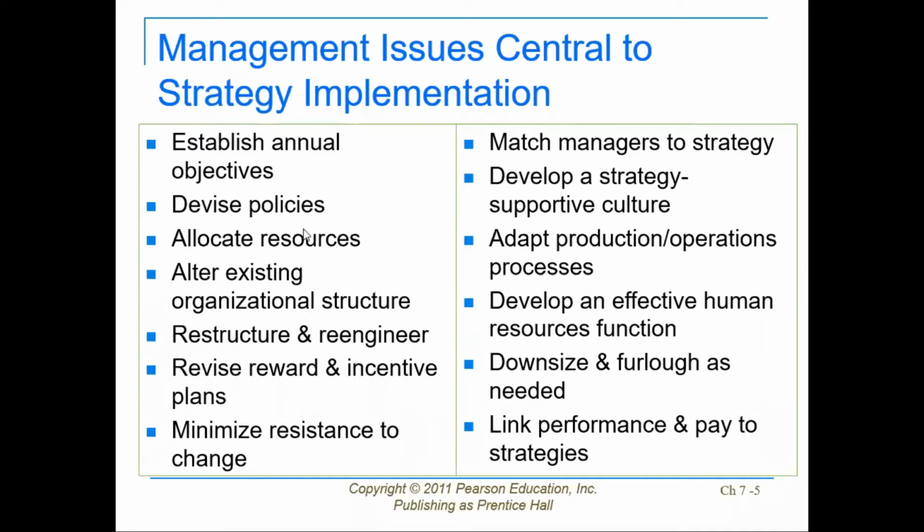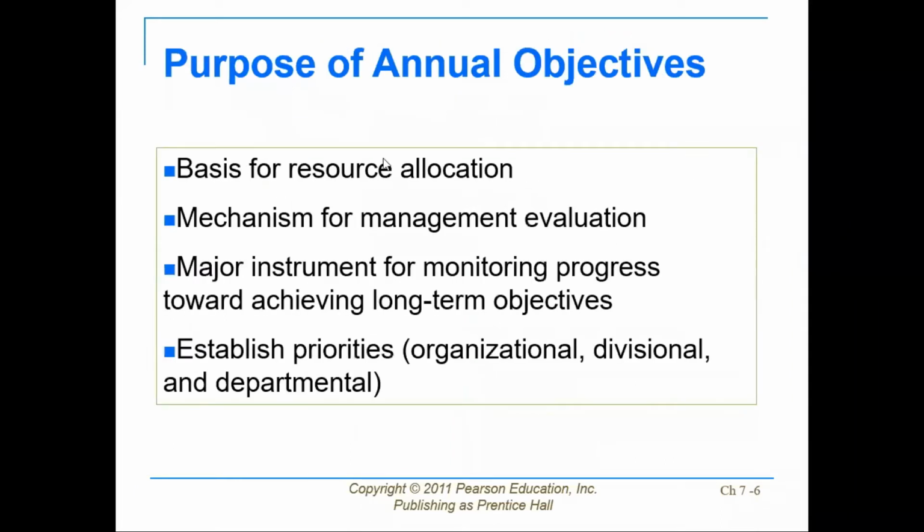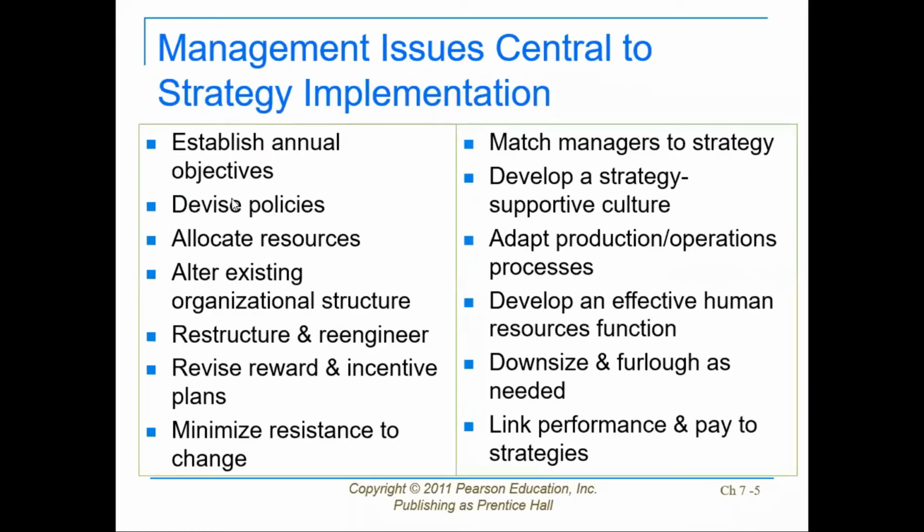Okay. Now, obviously, the first one is the annual objective. I've said that you have to establish the annual objectives, followed by devising policies. After that, allocation of resources, and after that, altering the organizational structure. All of these points will be taken into consideration one by one in the coming slides, so I will not be detailing them here. I'm just saying their names.